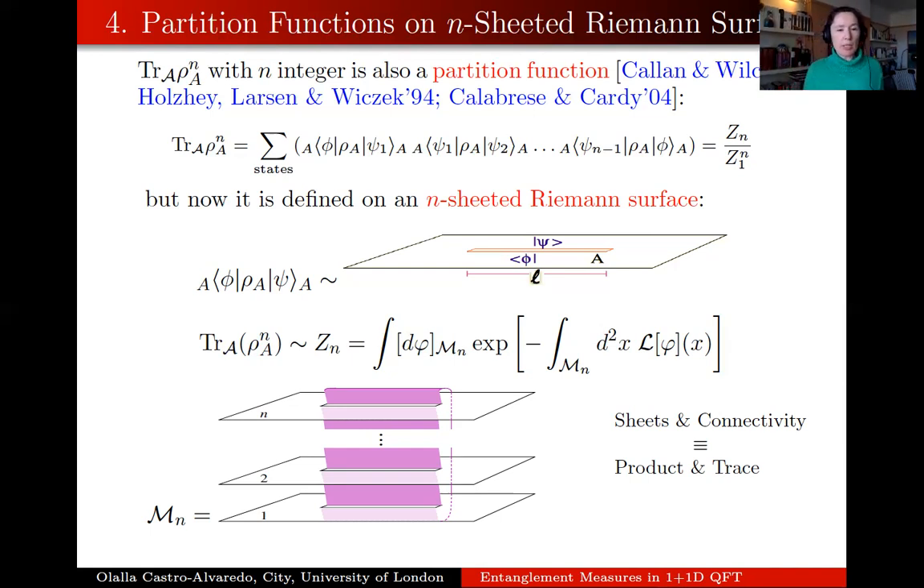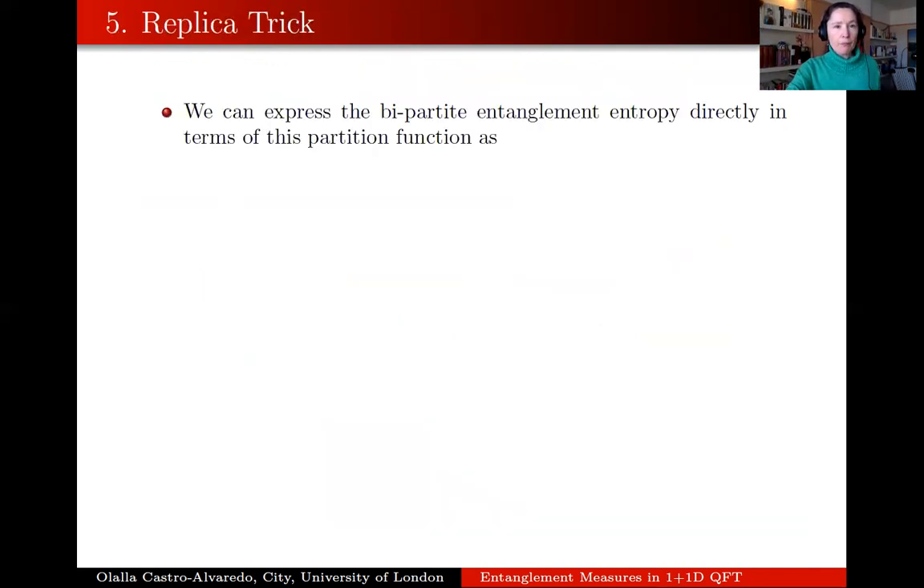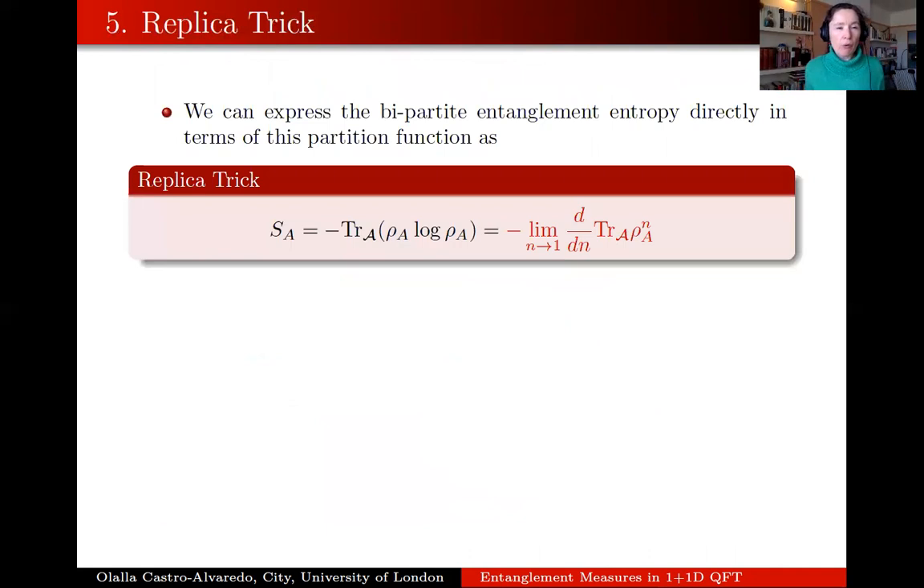Now, in this interpretation, as we said at the beginning, the fact that n is an integer is quite crucial because it's the number of sheets on the Riemann surface. So this kind of poses a problem because, if we want to compute the von Neumann entropy, you have to take the limit n to 1 of essentially these Renyi entropies. Or if you want to use L'Hopital's rule, it means you have to actually do the derivative of this trace of rho to the n.